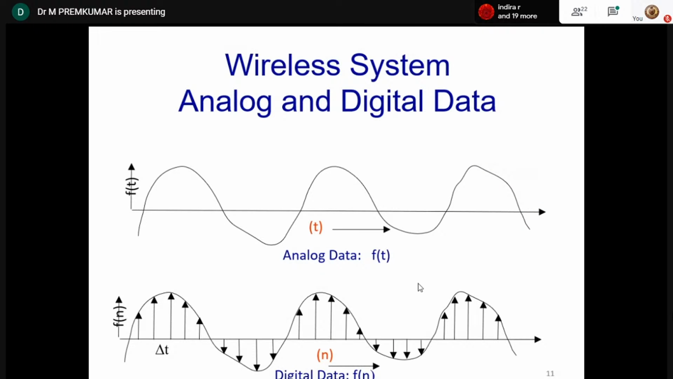Now, if you consider a wireless system, you have analog and digital data. For example, analog data is a continuous time signal like this. And if you apply the concepts of sampling, quantization, and encoding, you'll have digital discretized data like this. So you can contribute by providing solutions by considering an analog signal, which is a one-dimensional signal.